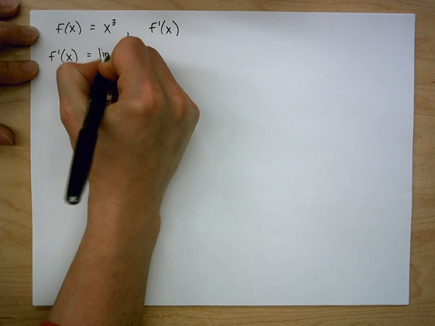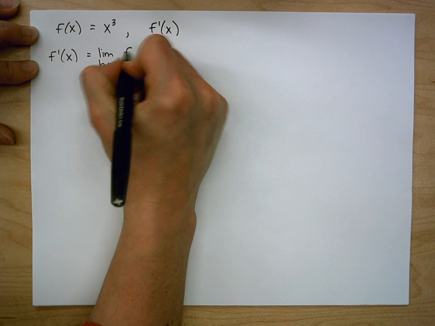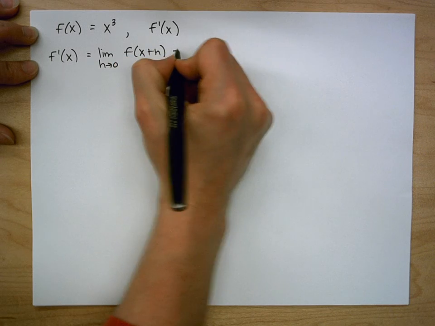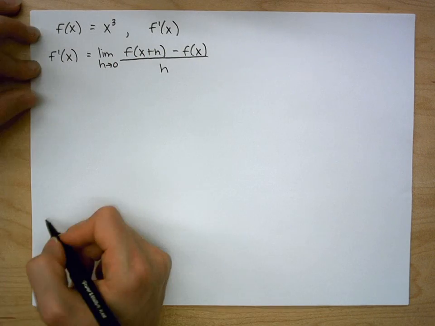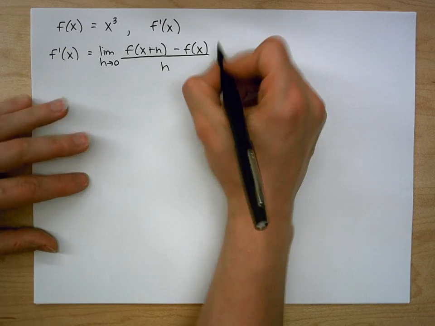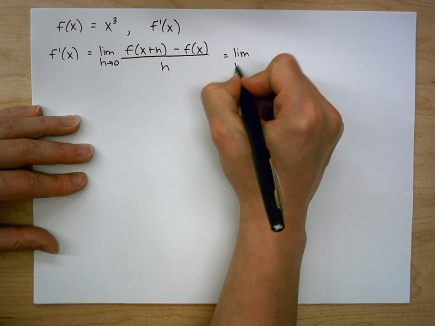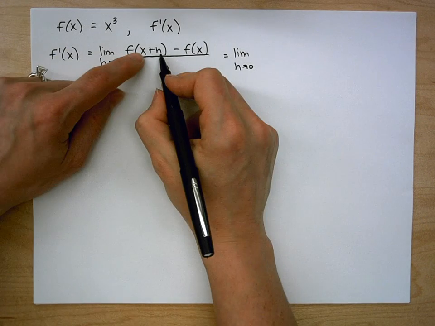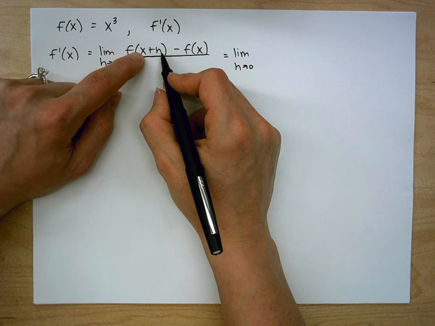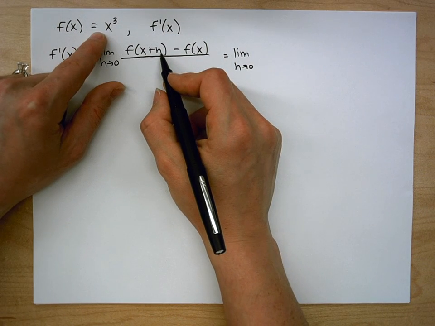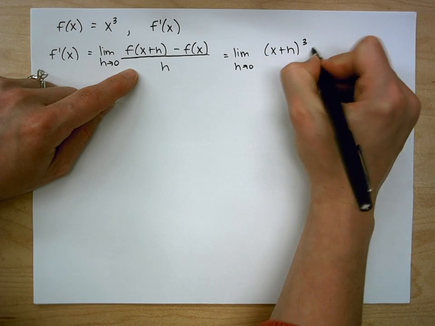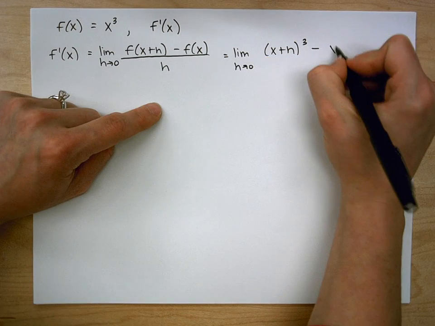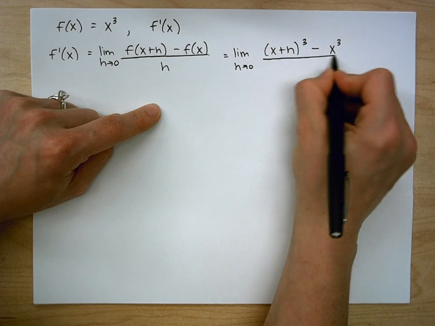I'll have the limit as h goes to 0 of f of x plus h minus f of x, all over h. And let's go ahead and do this for x cubed. So again, my input is x plus h. My function says cube whatever the input is. So I'd have x plus h cubed minus, the function is x cubed, all over h.